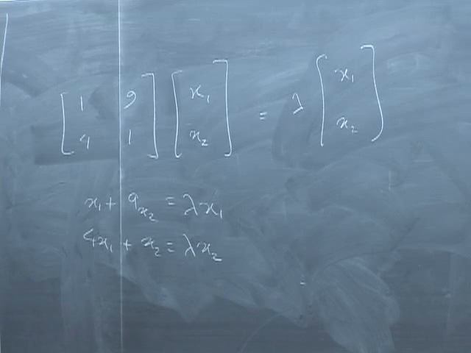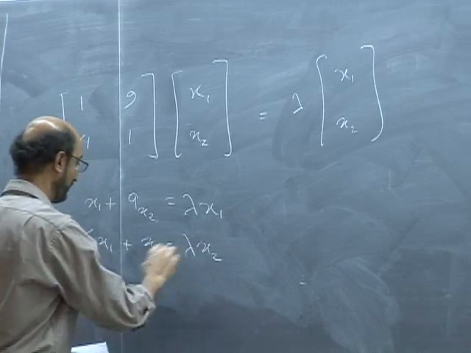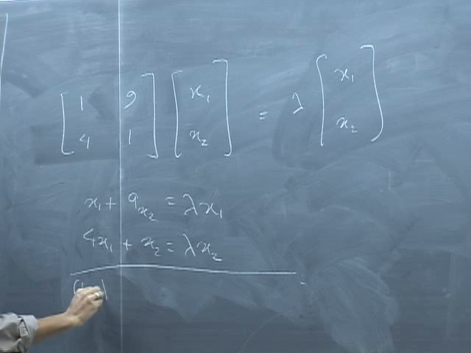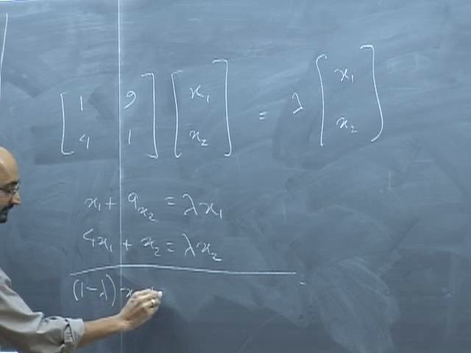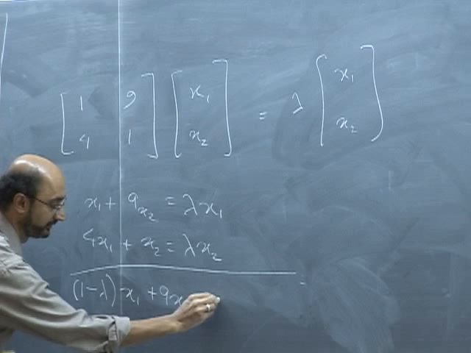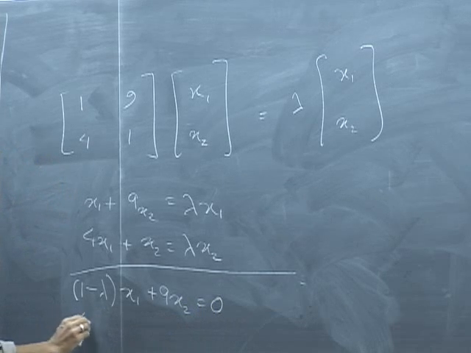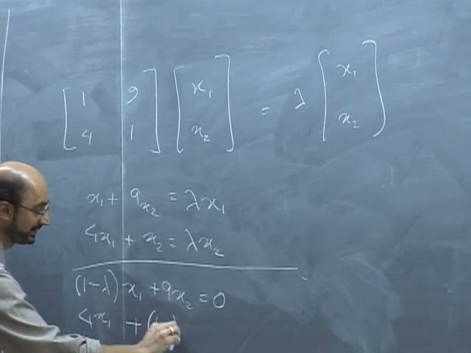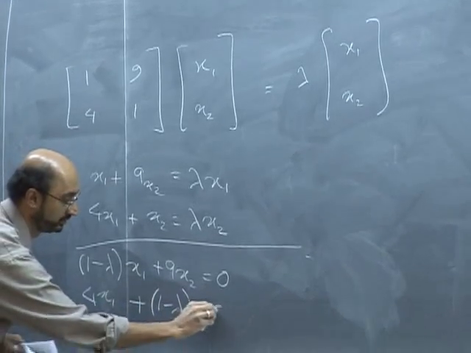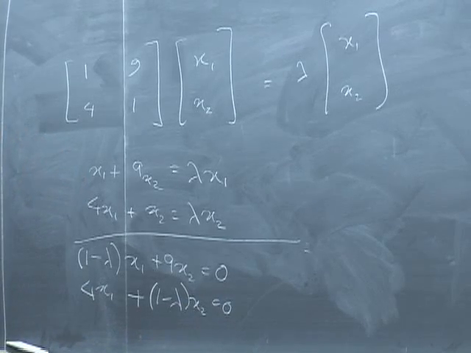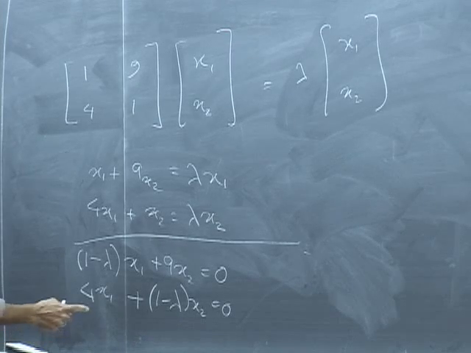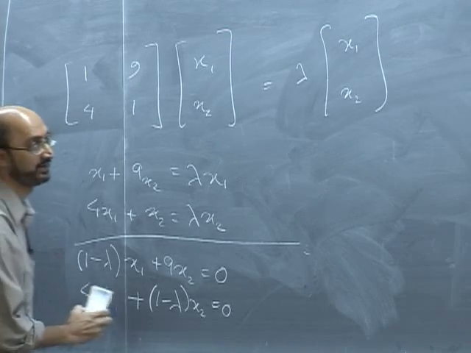And we should take lambda to the other side. We get this equation just over here. I'll just write this down: 1 minus lambda times x1 plus 9x2 equals 0, and 4x1 plus 1 minus lambda times x2 equals 0. So that's just, again, simple math. And so now what I can do is write this in a matrix form again.